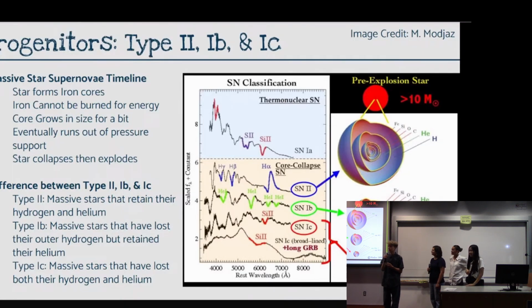The difference between the Type 2, 1b, and 1c is that the Type 2s retain their hydrogen outer shell, and they also retain their helium outer shell. Where the Type 1bs lose their hydrogen shell, but they continue to have their helium shell. And the Type 1c don't have either of their outer shells. And it can be seen in this diagram. We have the Type 2, the Type 1b, and the Type 1c.